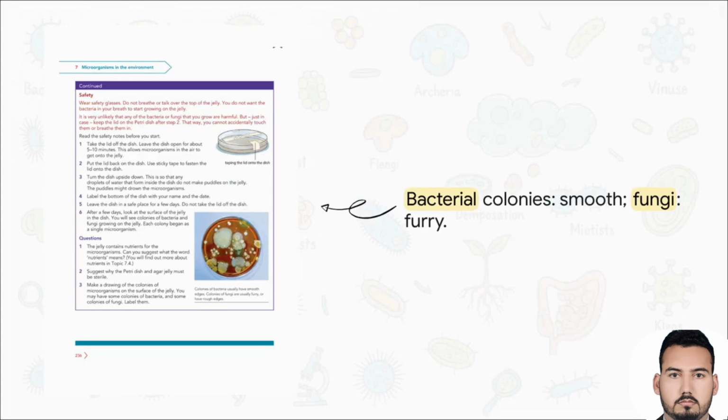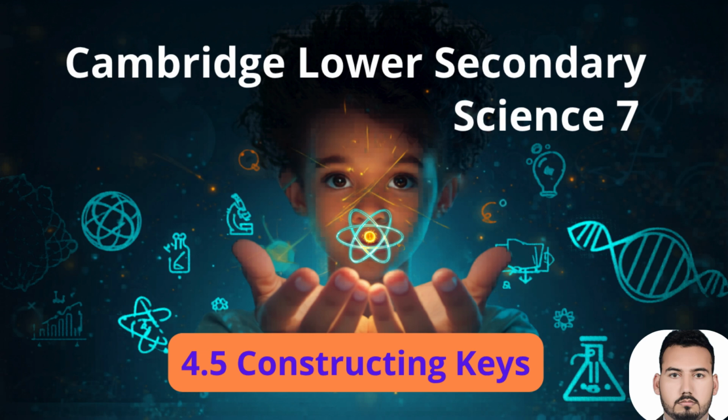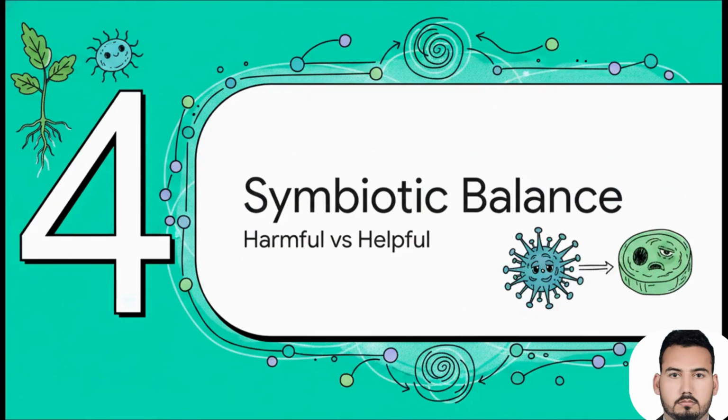When you check back on it a few days later, you're going to see colonies forming. Every single one of those visible spots began as just one invisible microorganism. And the coolest part is you can actually visually identify what you managed to grow. So colonies of bacteria usually have nice smooth edges, whereas colonies of fungi tend to look kind of furry or have these rough edges. Moving into our final part, Section 4, the symbiotic balance.